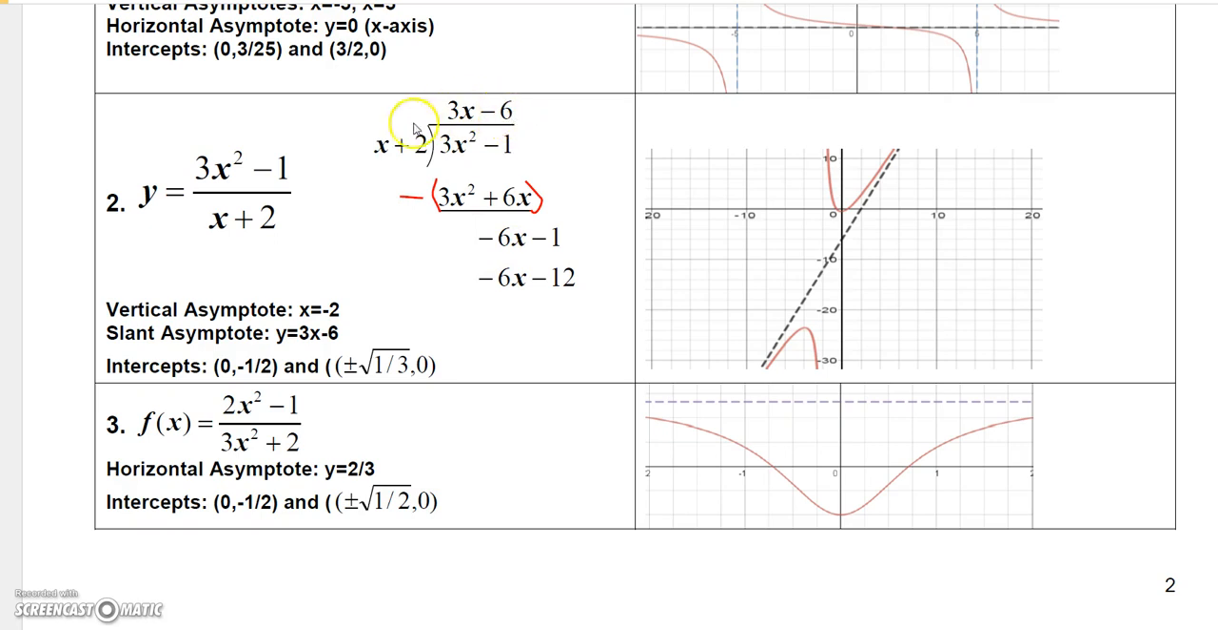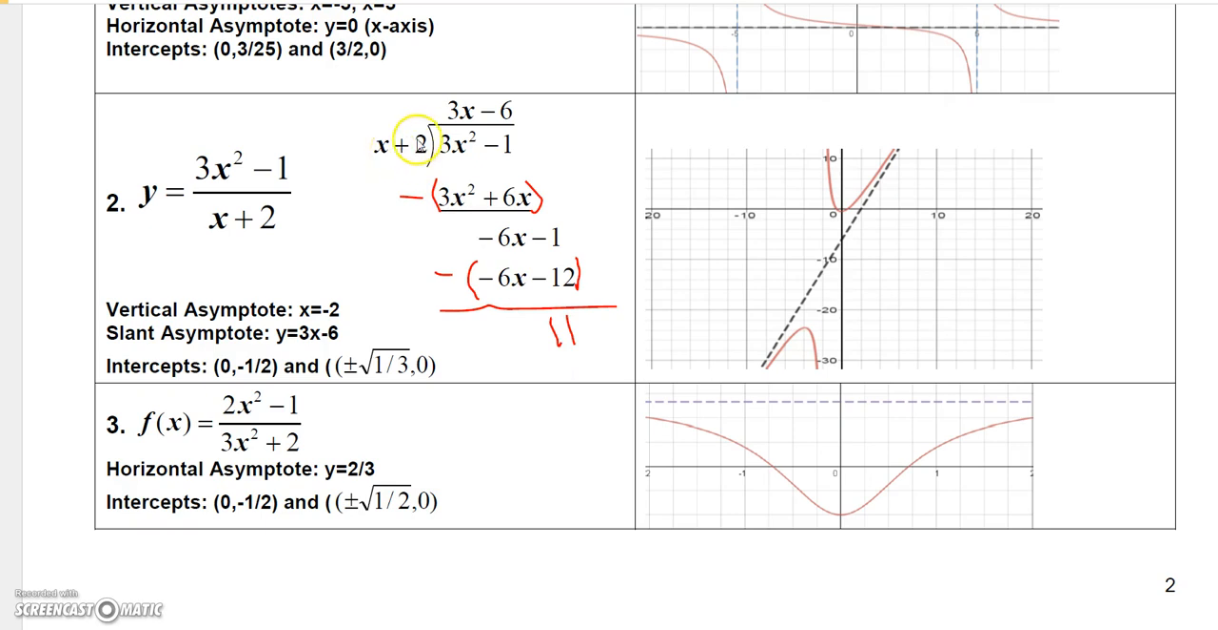And then when you multiply back, you get negative 6 times x, which is negative 6x, and negative 6 times 2 gives me negative 12. And then, of course, you subtract that. I'm going to get a remainder, but like I said, the remainder is irrelevant. When you subtract, you're going to get minus 6x plus 6x, so those are going to cancel. And then you'll get minus 1 plus 12, which gives me 11. So therefore, the remainder would be 11 over x plus 2.